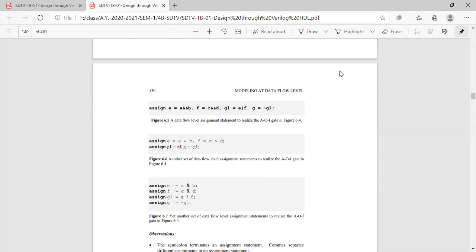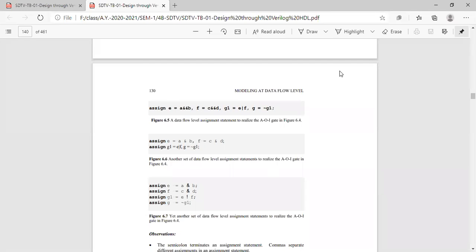In the previous discussions, we were discussing the modeling of data flow. In that, we stopped at the discussion of the assign statement, right? So assign is used when you want to assign some value to some other variable. For that purpose, we are using this assign statement.